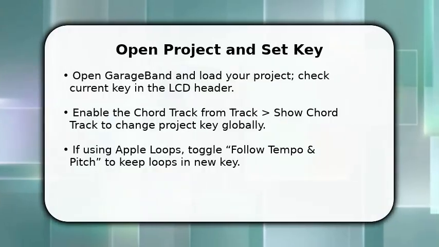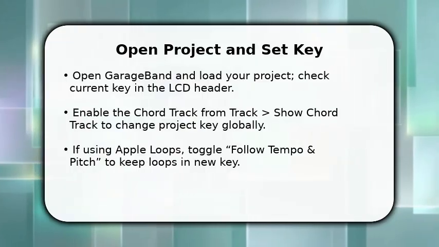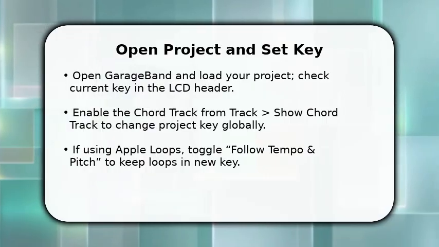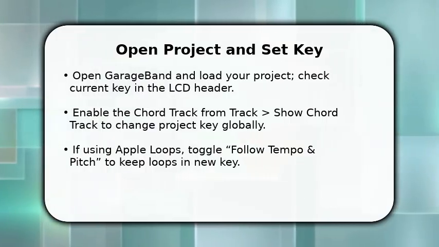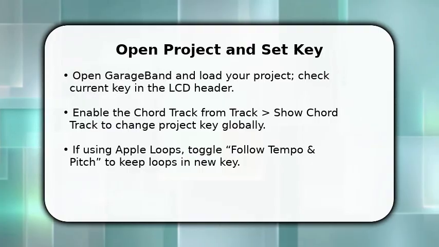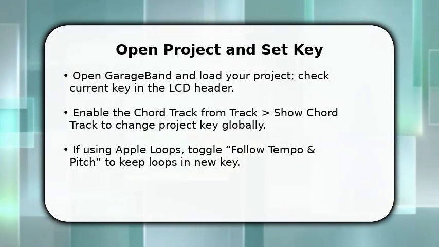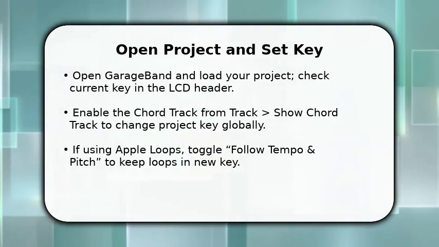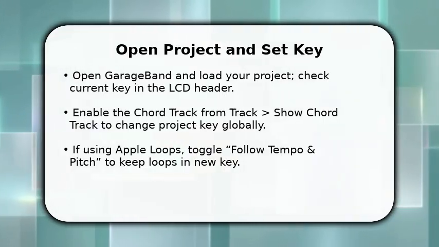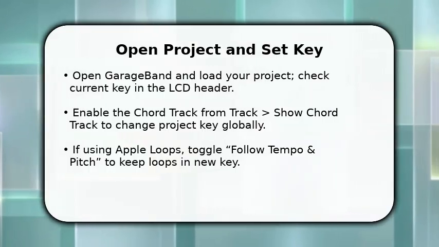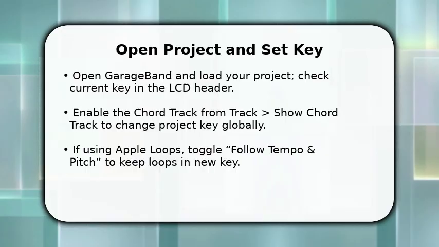You start by opening your project and verifying the current key in the LCD header so you know your baseline. Next, enable the chord track from the track menu. This is the control center for key changes. Once done, set the project key in the header or by inserting chords on the chord track. Also, make sure Apple loops have follow tempo and pitch enabled when you plan to transpose loops. That keeps them musically consistent.